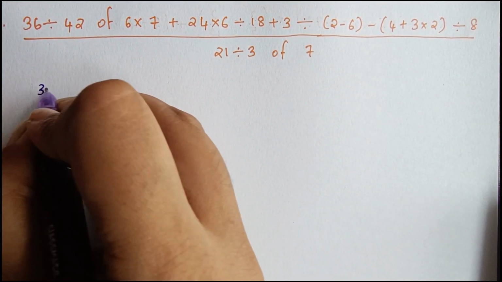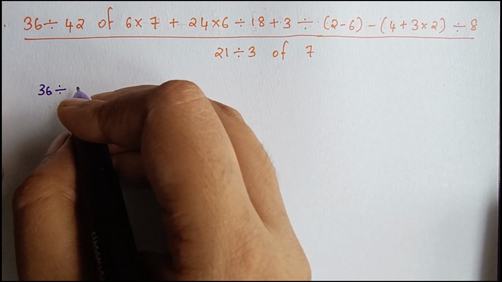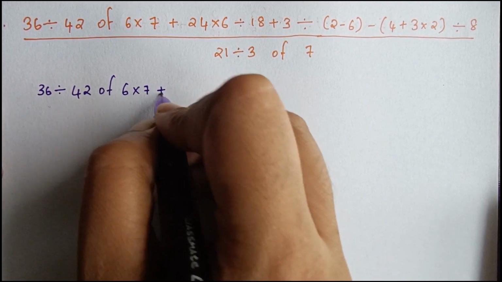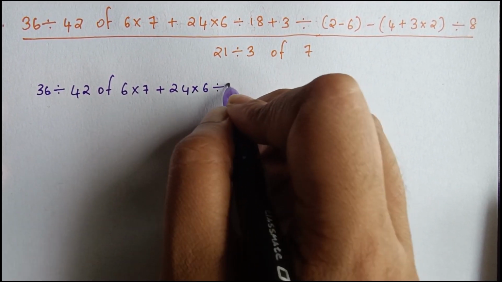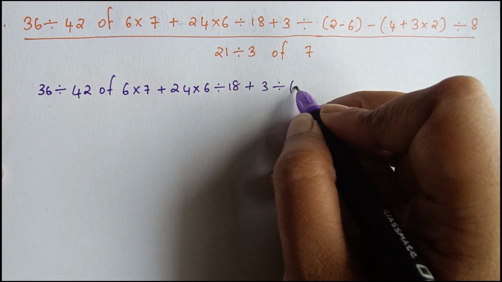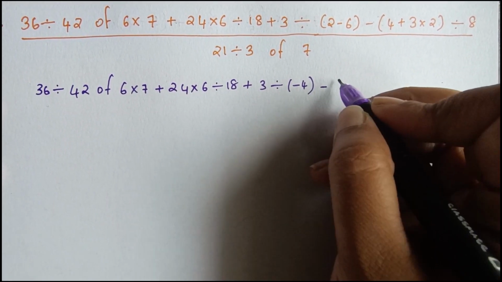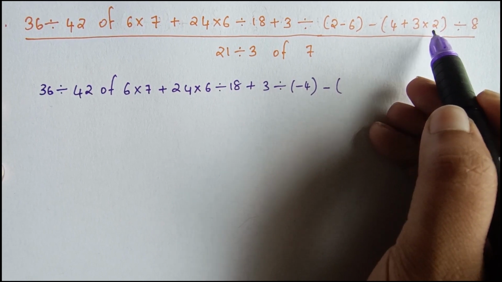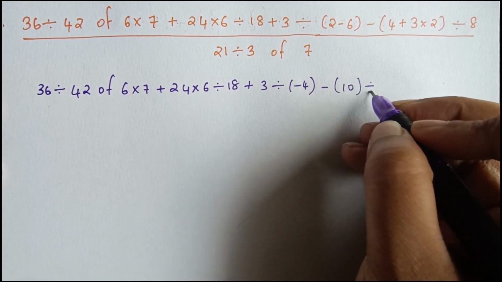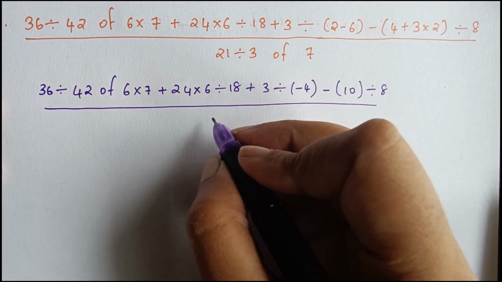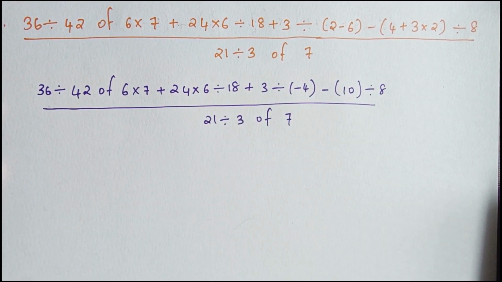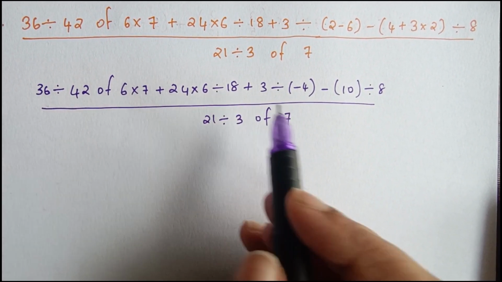So 36 divided by 42 of 6 into 7 plus 24 into 6 divided by 18 plus 3 divided by 2 minus 6 is minus 4. Next we have another bracket here. First, we need to solve the multiplication, that is 3 into 2 is 6. 6 plus 4 is 10 divided by 8. Whole divided by 21 divided by 3 of 7. Next, we need to solve the of operations.